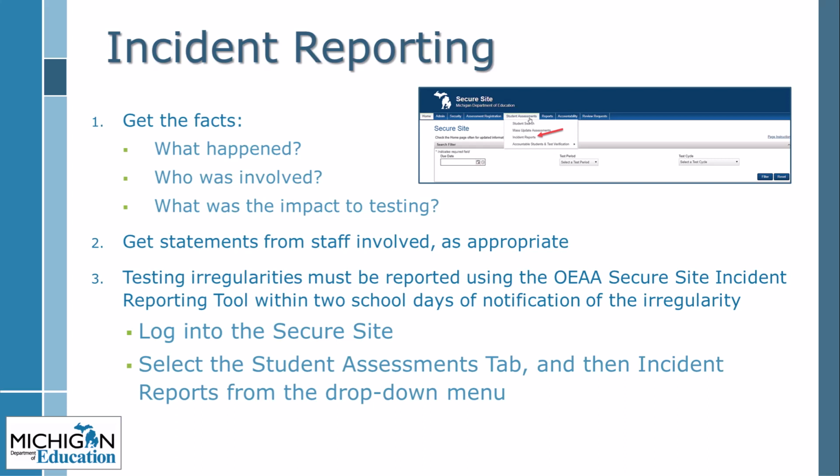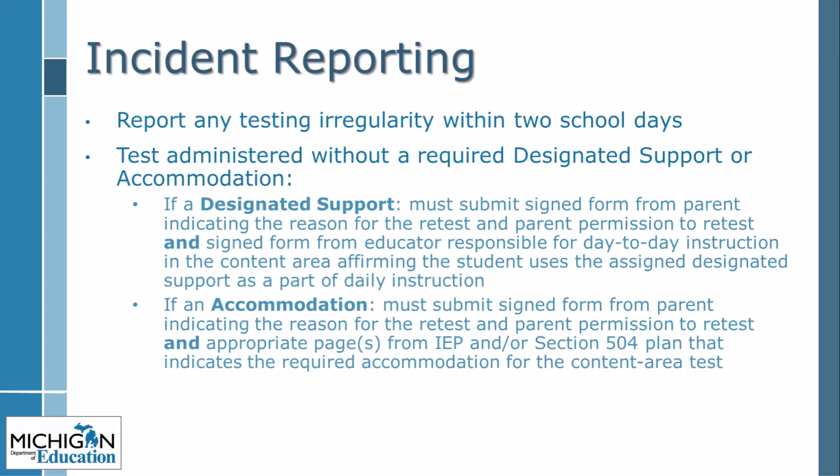Testing irregularities are reported in the OAA Secure site. Log in, then select the Student Assessments menu, and then Incident Reports from the drop-down menu. The TAM's Incident Reporting Guide and How to Complete an Incident Report appendices include all of this information in detail, so be sure that you review those sections of the TAM before the testing window begins. But here I am going to highlight some important information from the Incident Reporting Guide.